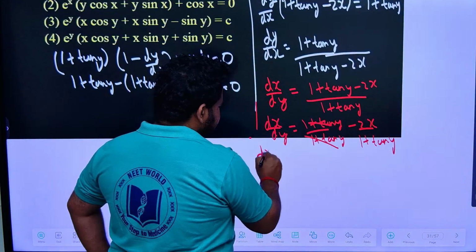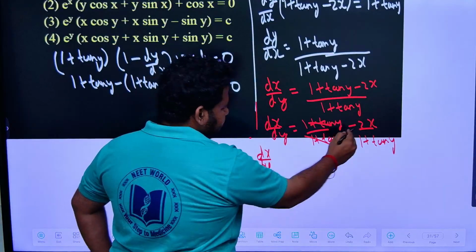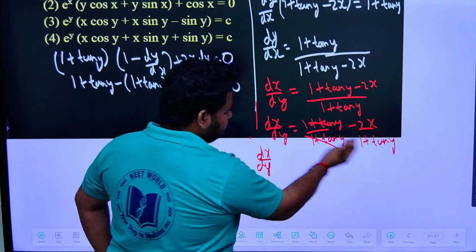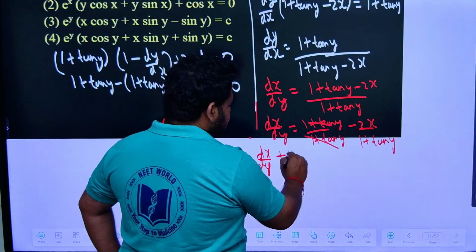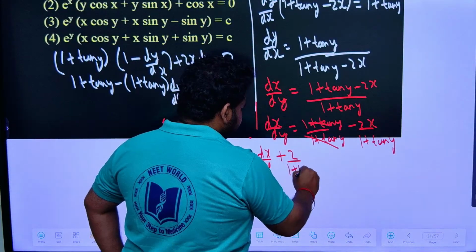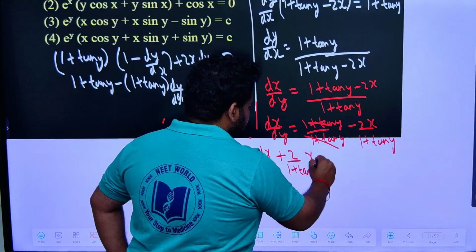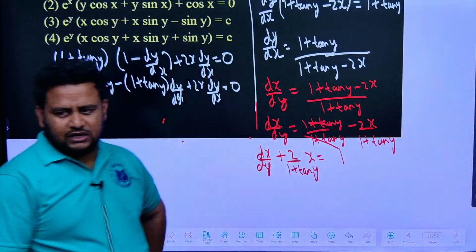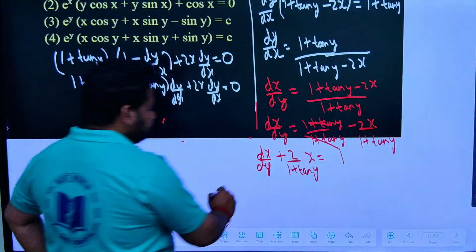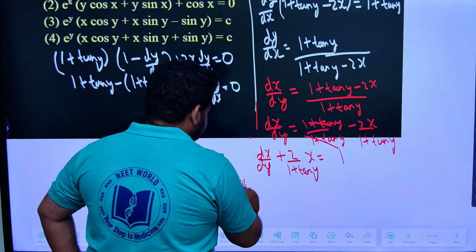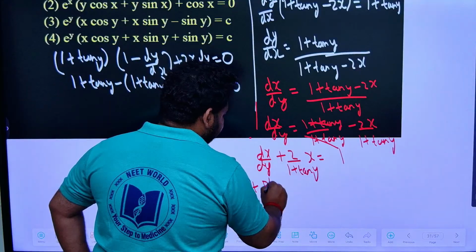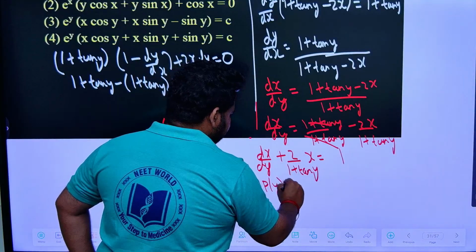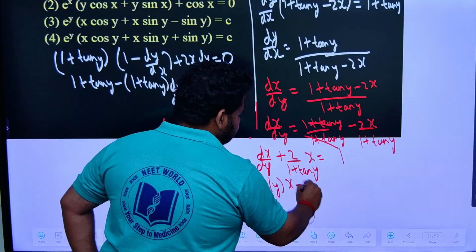So this will become 1. So dx by dy, this minus 2x by 1 plus tan y, I take to the LHS. So this will become plus 2 by 1 plus tan y into x is equal to 1. Now this is of which form? Dx by dy plus P of y into x is equal to Q.